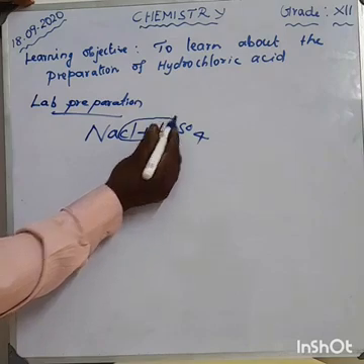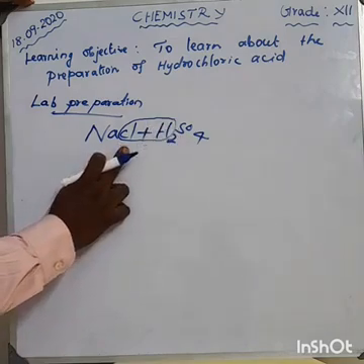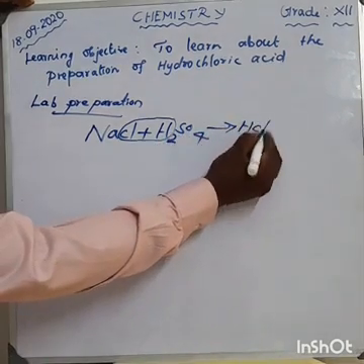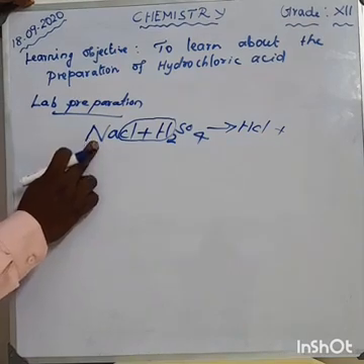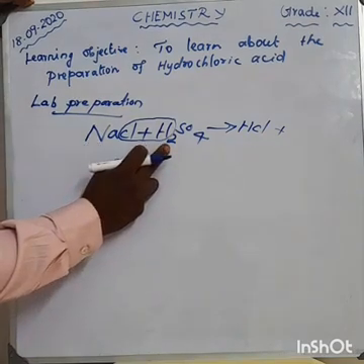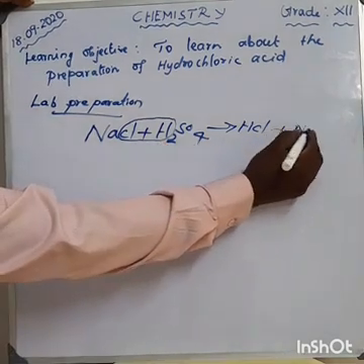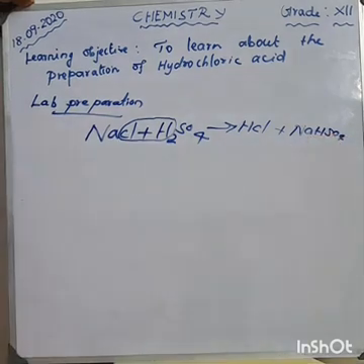Sodium chloride on reaction with sulfuric acid, one of the hydrogen combines with the chlorine. What is the product? Hydrochloric acid, that is HCl. Am I right? HCl plus what is the remaining product? Sodium, that is Na, and here one more hydrogen again. Sodium hydrogen sulfate, NaHSO4.